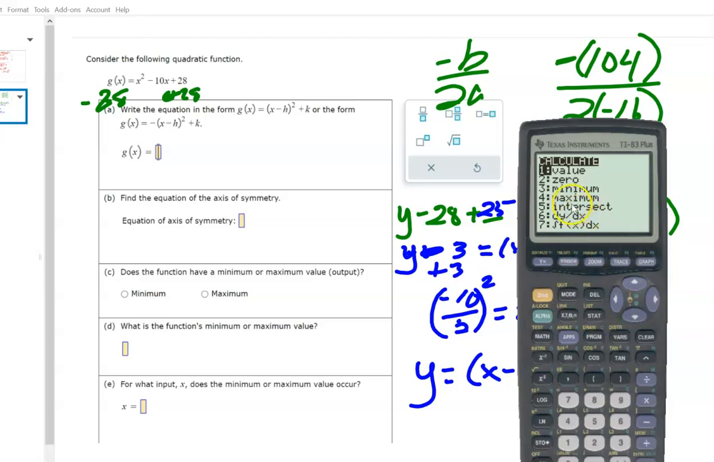So I'm going to have a maximum at 4. Left bound, hit enter, right bound, hit enter a third time. So 3.25 with 0.000125 means 3.25.